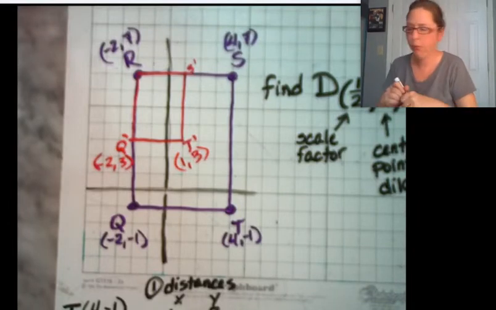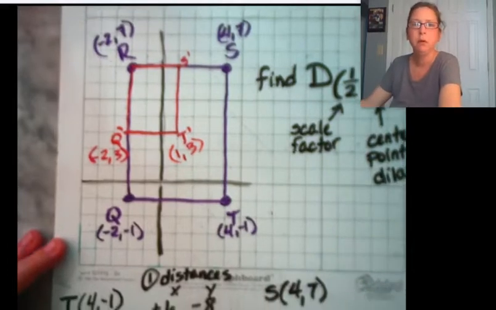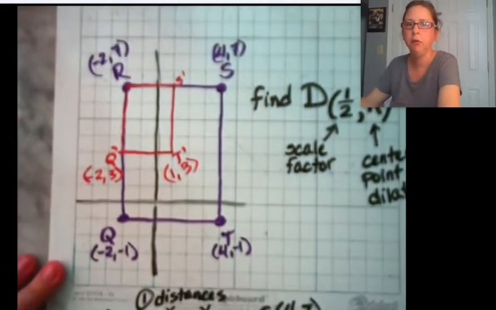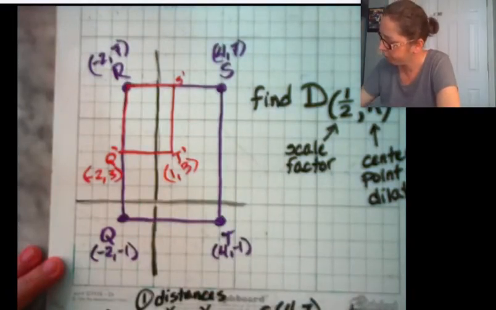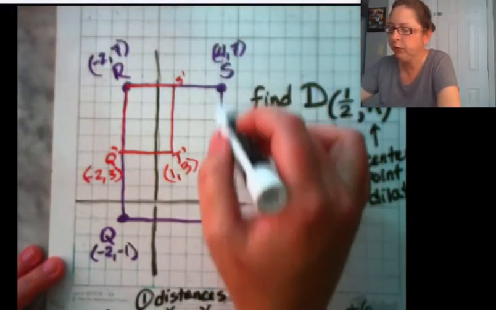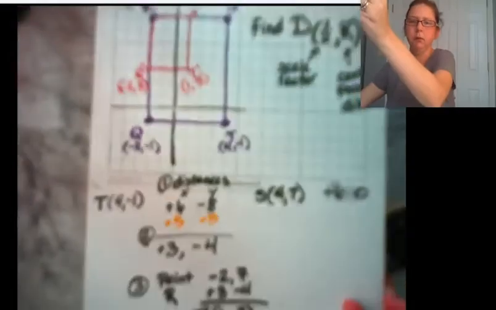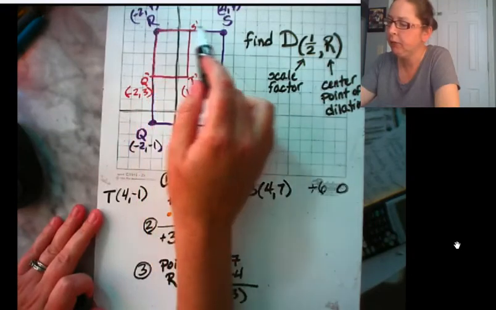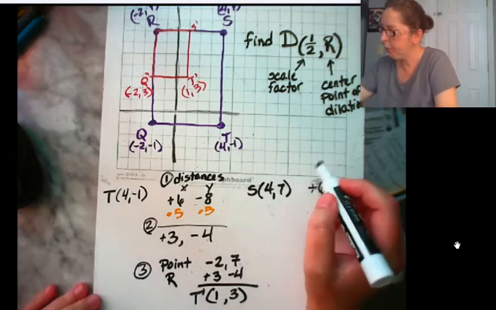Point S is located at 4 comma 7. So the first thing that I'm going to do is find the distance from R to S. So my X goes positive 6. My Y value changes 0. I didn't go up or down. So from R to S, I had to go positive 6 in the X direction, up and down 0. Now, so that was step 1.